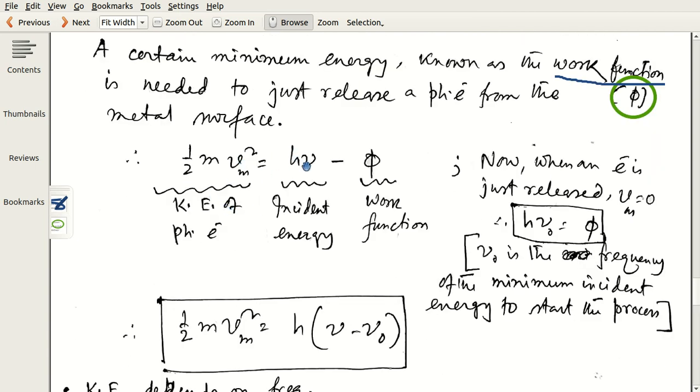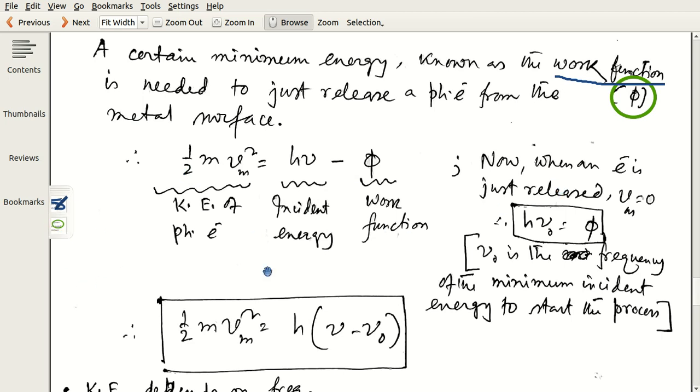So if h nu is the incident energy and phi is the work function, then the difference between them will be converted to the kinetic energy of photoelectrons. We consider that there is no loss of energy in any sense. This is an ideal calculation, and by making the photoelectric tube a very good vacuum inside, you can achieve this, that the difference of this energy is converted to the kinetic energy of the photoelectrons.